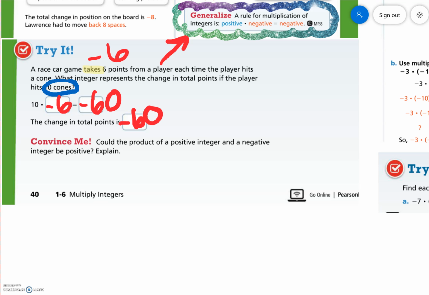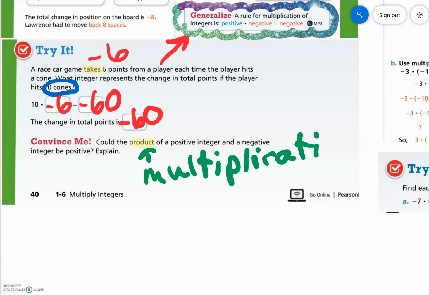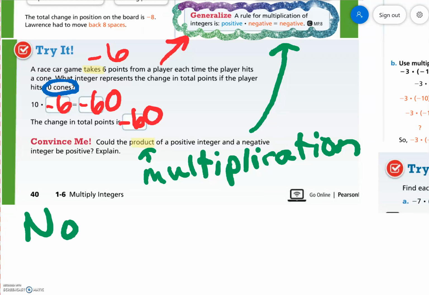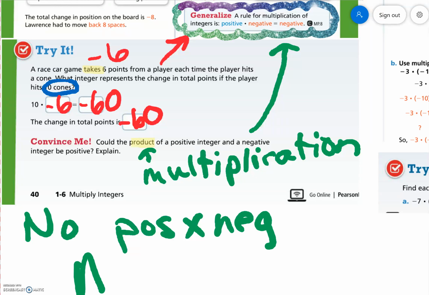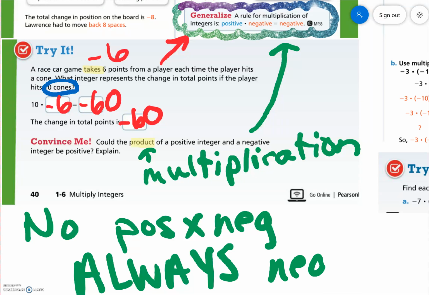Could the product of a positive integer and a negative integer be positive? Explain. What does product mean? Multiplication. So could a positive times a negative ever give us a positive answer? No. A positive times a negative is always negative.